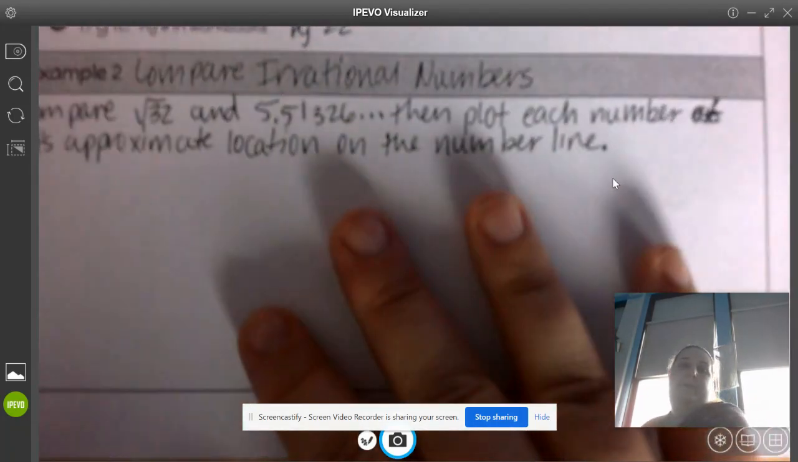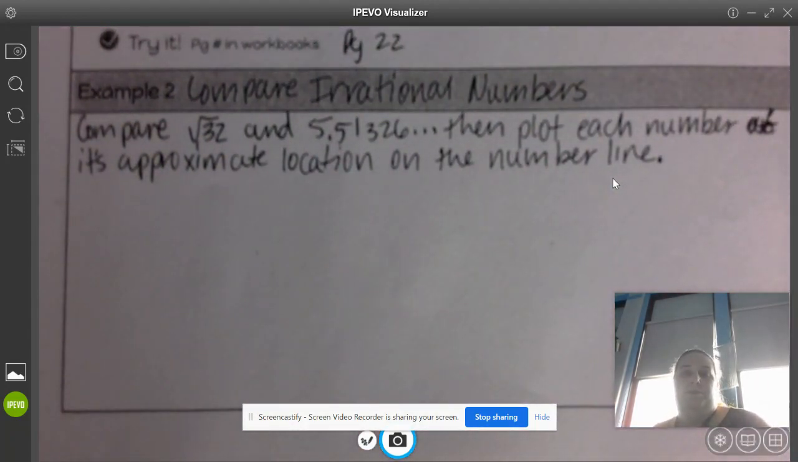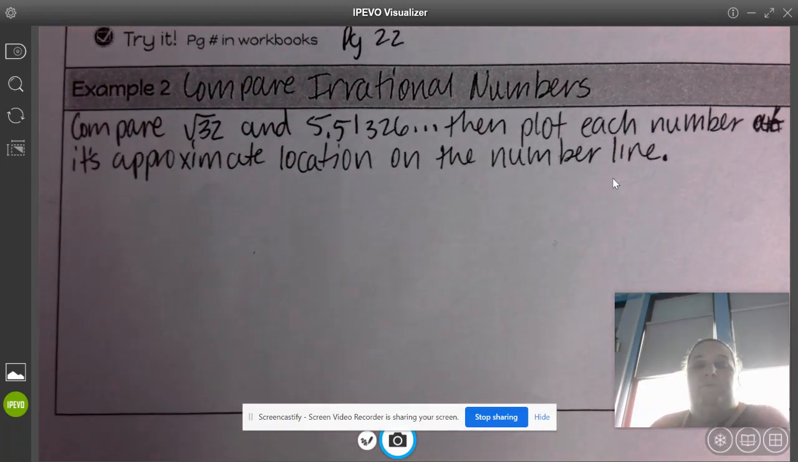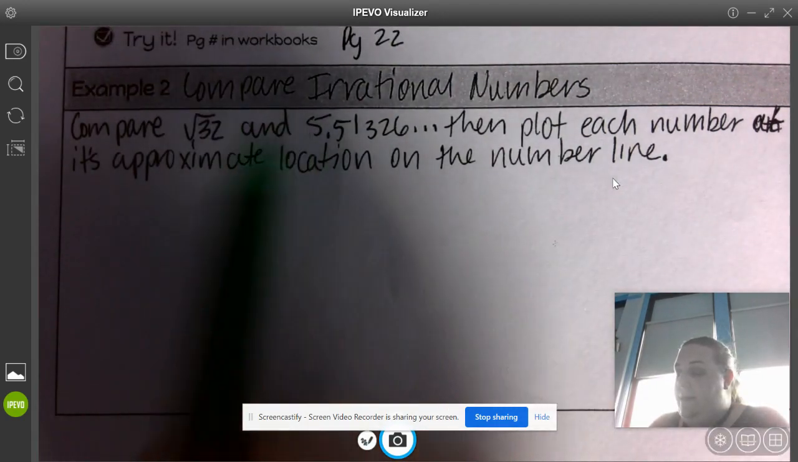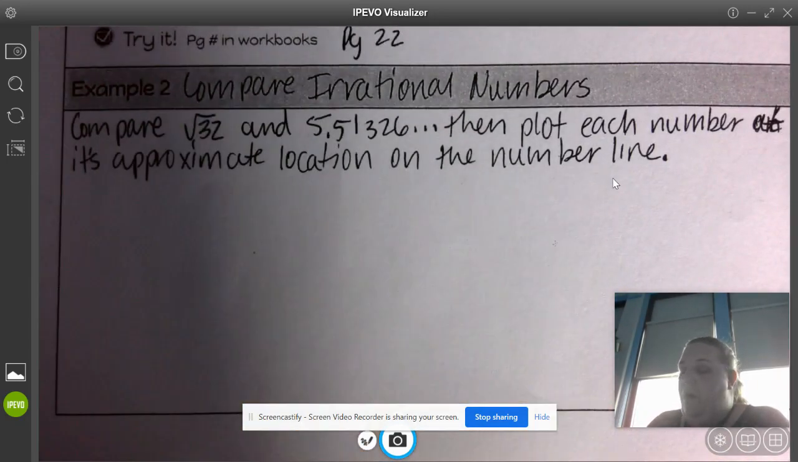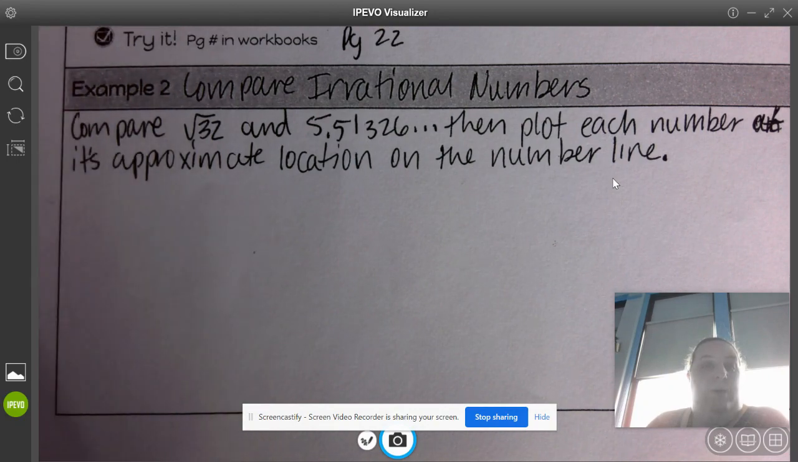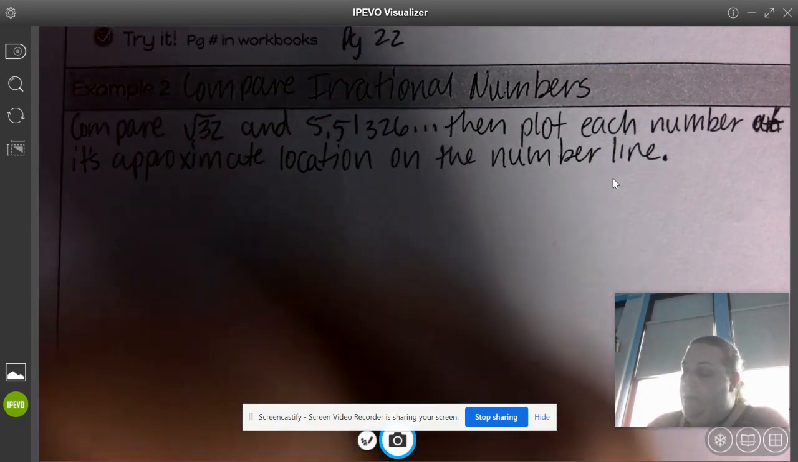It says compare square root of 32 and 5.51326 dot dot dot, meaning it's going on forever. Then plot each number at its approximate location on the number line. So there's a few parts here. First, we need to compare them. Before we can even compare them, we have to figure out what the square root of 32 is. We don't have a calculator, so we're just going to estimate using what we know.